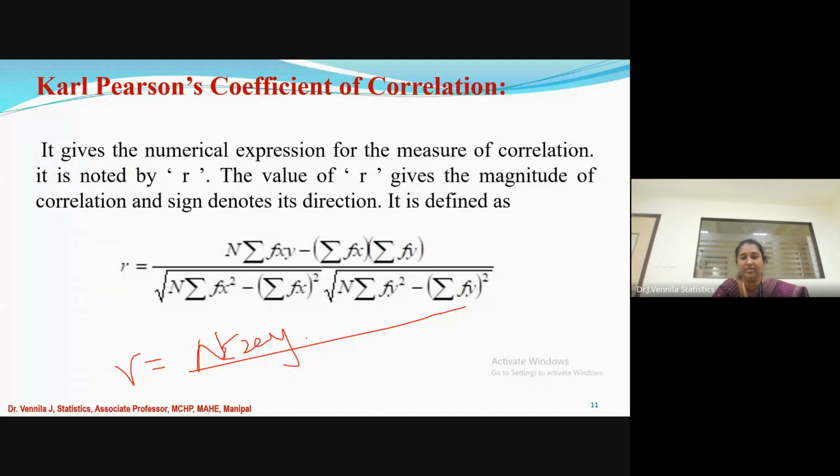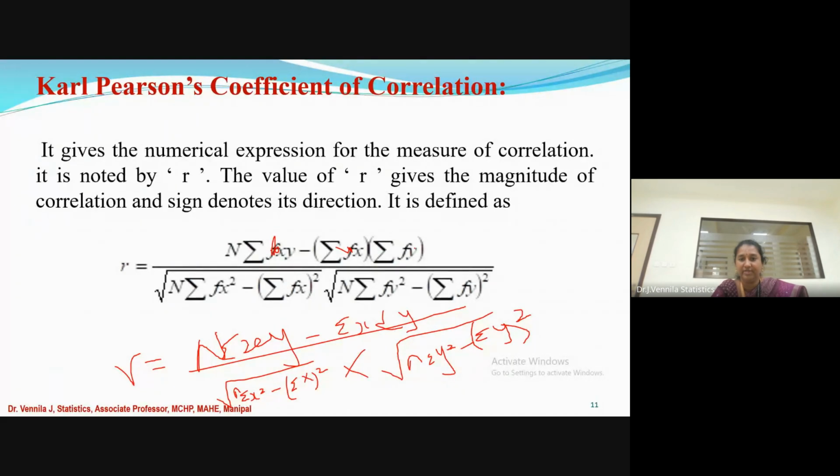Summation xy minus summation x into summation y, divided by the root of n into summation x square minus summation x the whole square, and root of n into summation y square minus summation y the whole square. That's all. You just remove f from the above problem, and that is the second formula.